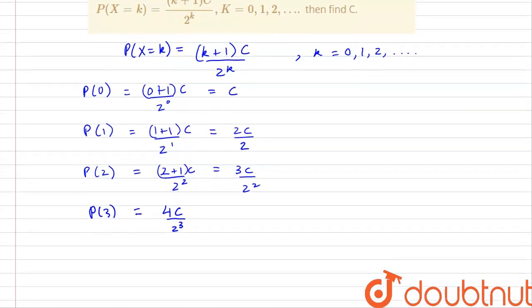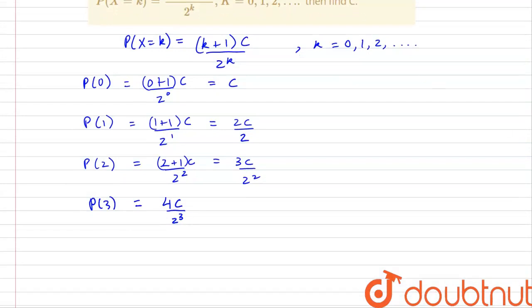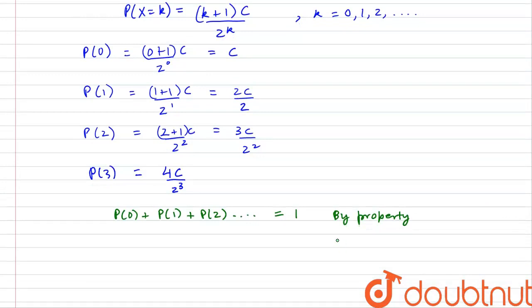So let us try to evaluate this. We need to find the probability of X equal to 0 plus the probability of X equal to 1 plus the probability of X equal to 2 and so on, all the way up to infinity. This sum we know is equal to 1. Why? Because there is a property of probabilities that the sum of all the values that the random variable can take must sum up to give 1. This is by the property of probabilities, so we know this by definition.